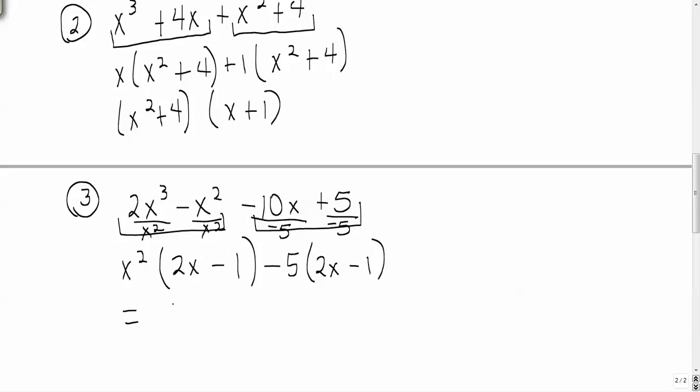And then we just need to finish it up. So you have your 2x minus 1 in common, so factor that out. If you factor out the 2x minus 1, x squared minus 5 is left for the other parentheses.